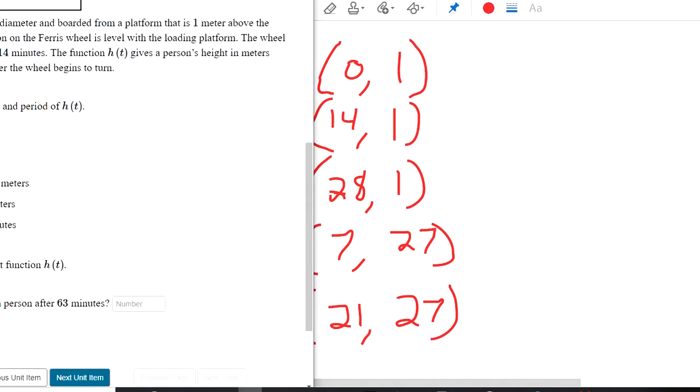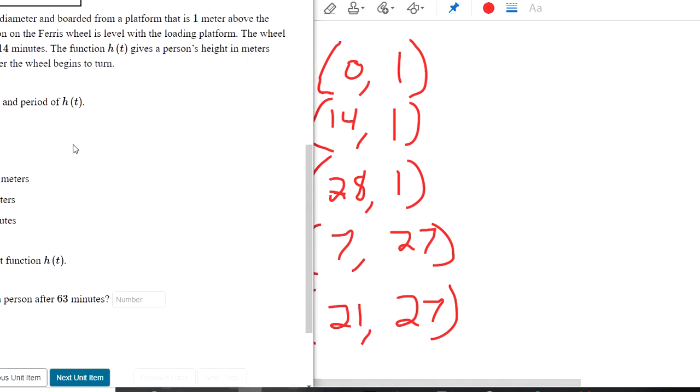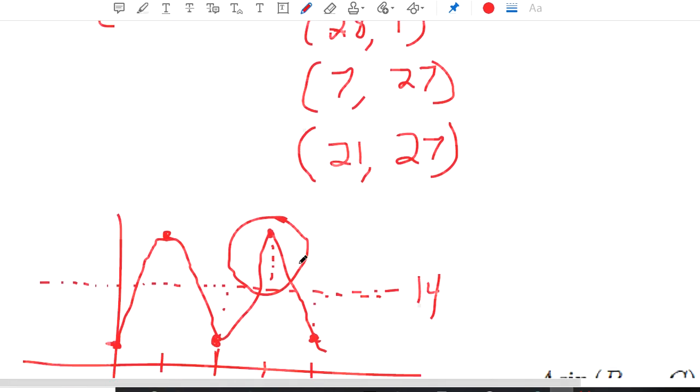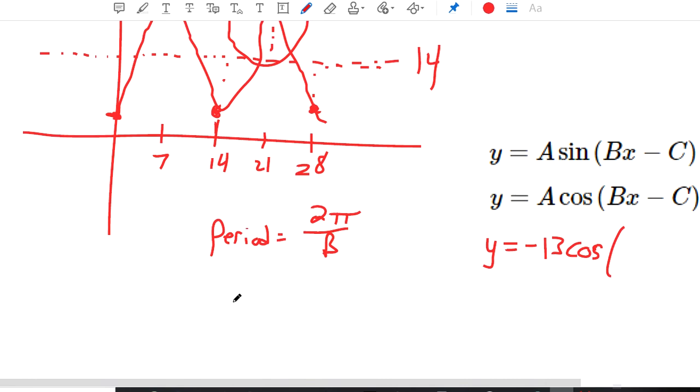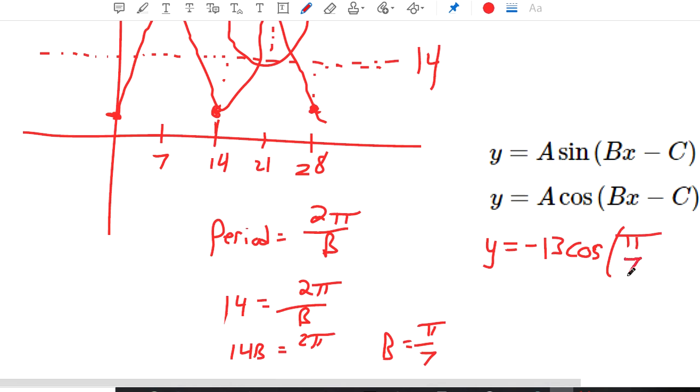The period for mine is 14 minutes, which is when mine restarts its rotation. So I'm going to plug 14 in for my period, and I'm going to solve for B. That way I have something to plug into this function. If I multiply B to both sides, and divide 14 from both sides, I'm going to get B is pi over 7. So that's what I'm plugging in for the B in my equation.